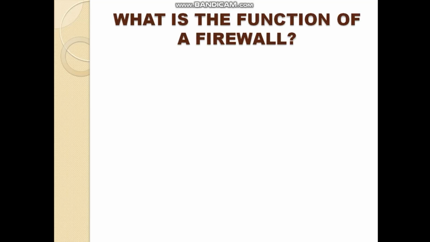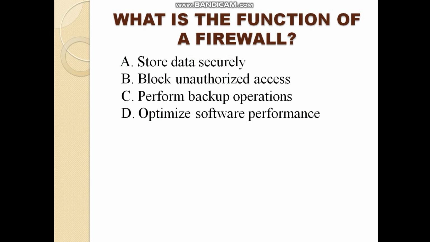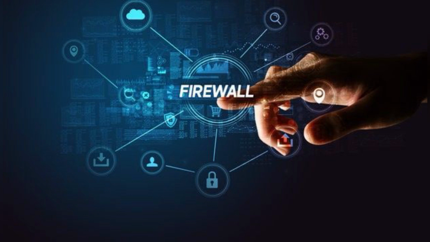What is the function of a firewall? A. Store data securely. B. Block unauthorized access. C. Perform backup operations. D. Optimize software performance. Answer: B. Block unauthorized access. A firewall monitors and controls incoming and outgoing network traffic for security purposes.